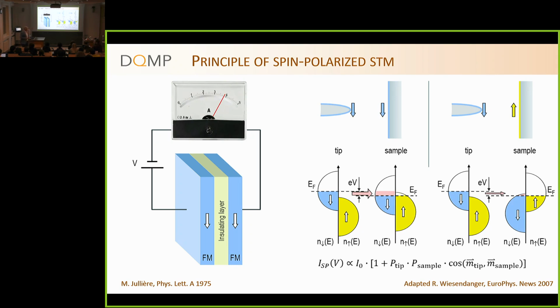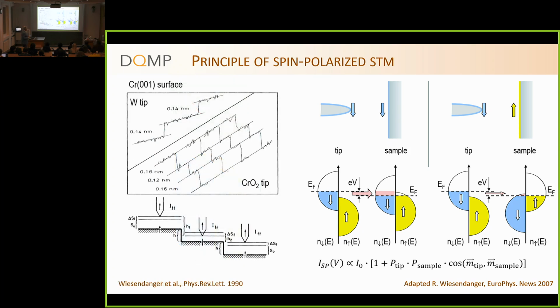Now, how is this applied to the STM? Imagine that you have a tip with a ferromagnetic end, meaning a specific spin orientation at the end. Depending on the relative orientation of the spins in tip and sample, if they are parallel, you get a larger tunneling current than if they are anti-parallel. And so this is exploited.